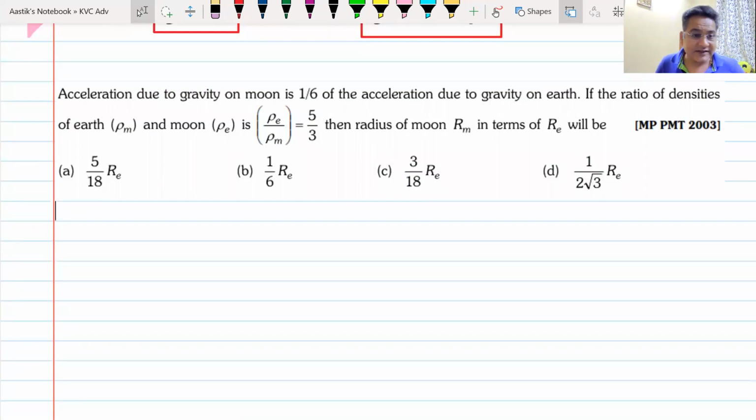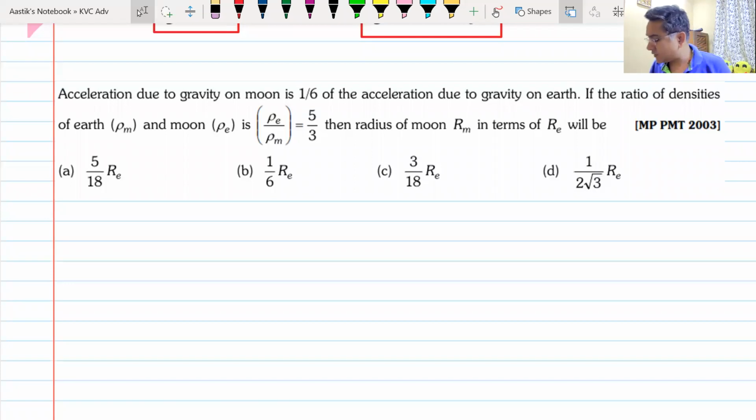So this is the first question. Acceleration due to gravity on the moon is 1/6 of the acceleration due to gravity on earth. If the ratio of density of earth and moon is this, what is the radius of moon in terms of radius of earth? Simple question. I'll give you 2 minutes to answer it.